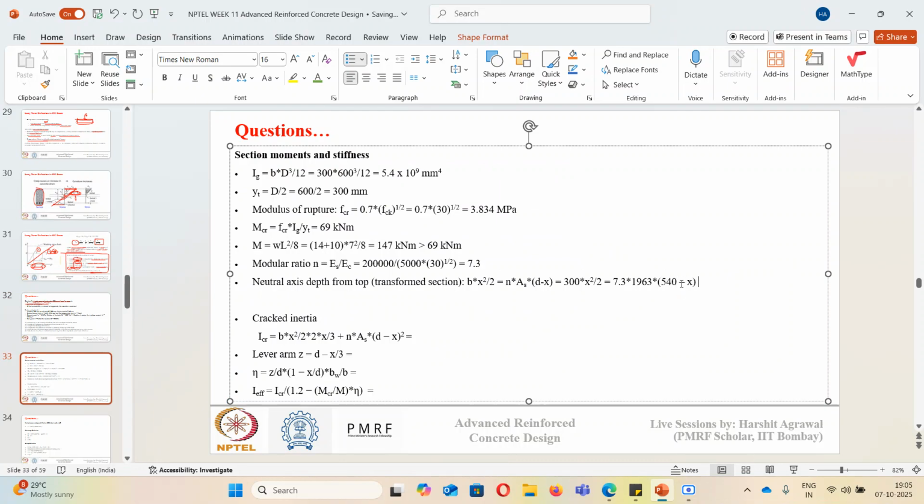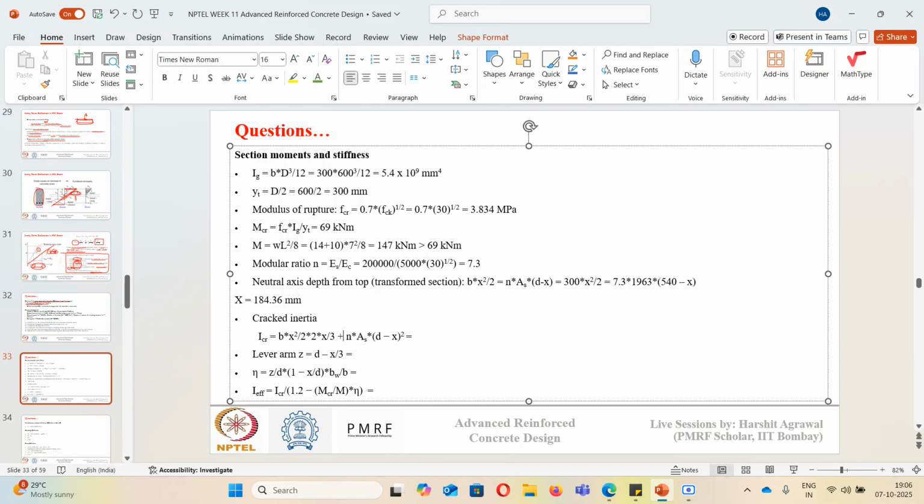Okay, so when you do the calculation, you will get the value of neutral axis depth x equal to 184.36 mm. Now we know the value of neutral axis depth, so we can calculate the cracked inertia. It is nothing but the moment of inertia of the area moment of concrete times the distance of its center of moment, which is 2x by 3, plus the area moment of transformed steel times its distance from the neutral axis, which is d minus x.